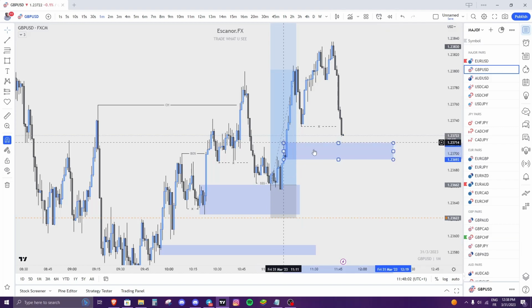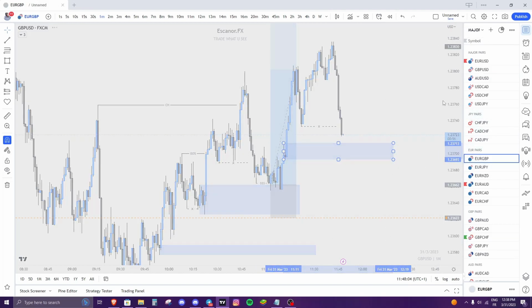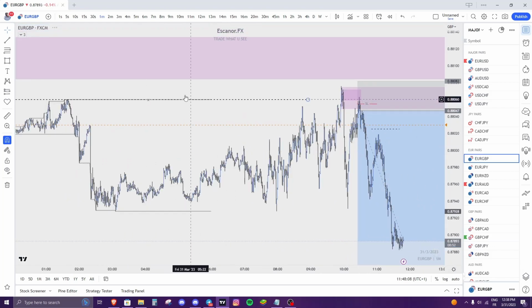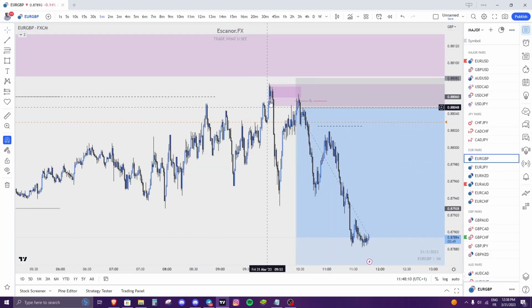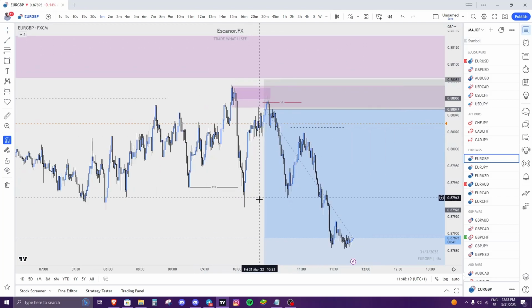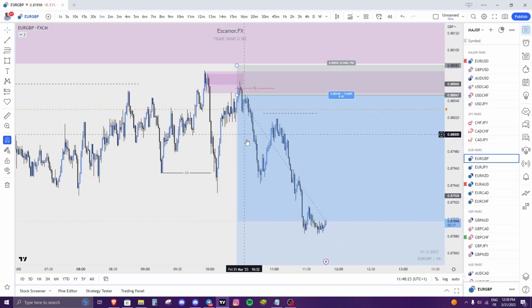Okay, and another trade I took here is EURGBP. We have the Asian session high taken out here. We have a sharp drop. This is our change of character. Price came back to our point of interest, and I took the sell from this point.